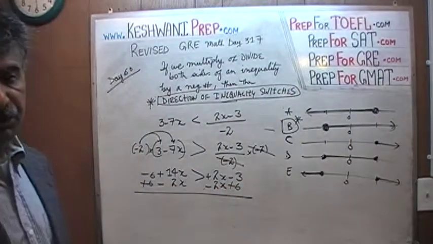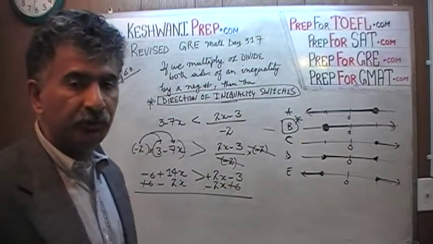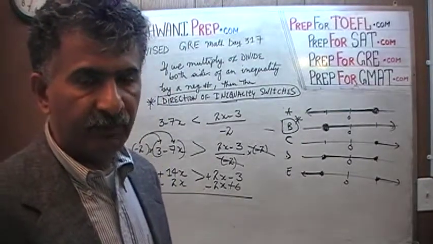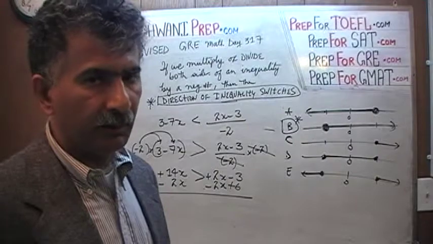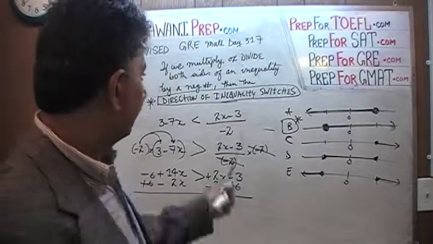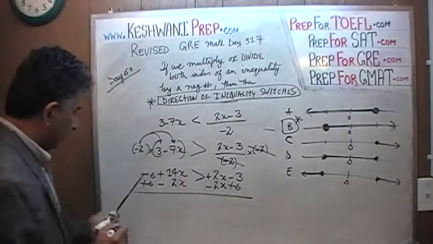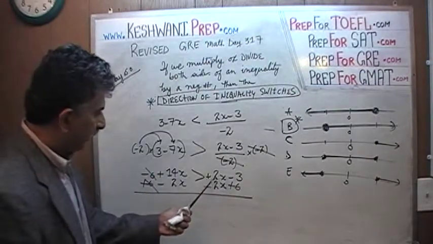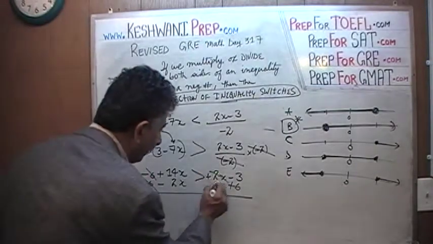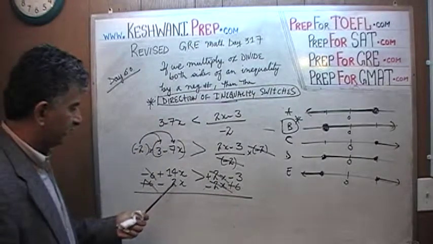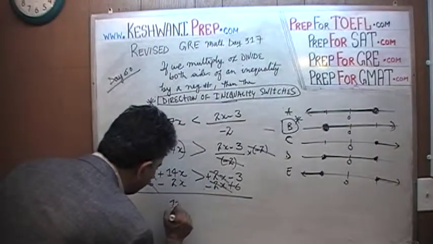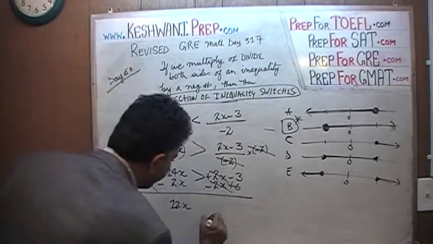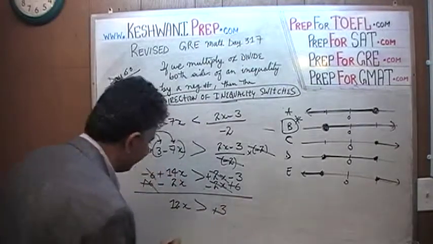The rest of the stuff does not change. Everything else that you do when you're solving an equation, those exact same rules will apply when you're solving an inequality. Nothing else changes except this one rule. -6 and a positive 6 are going to drop out. Positive 2x and a negative 2x are going to drop out. Here we are left with 14x minus 2x, which gives us 12x, and here we have -3 and a positive 6, which gives us positive 3, and it's a greater than sign.